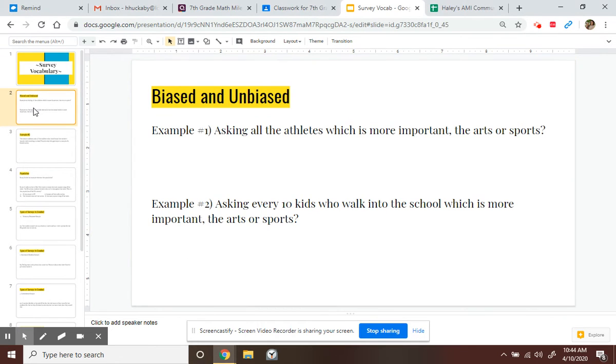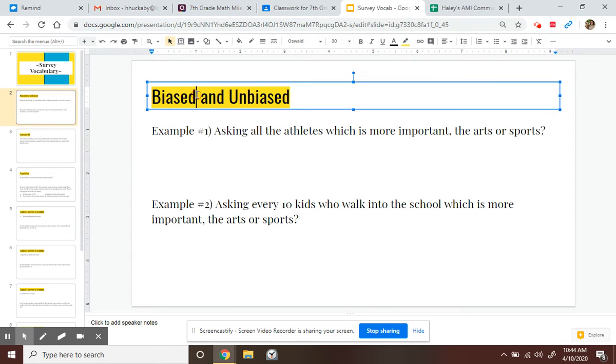The first one is biased and unbiased. I always think of it this way. Biased is actually whenever it's unfair. Whenever something is biased, that means it's unfair. Whenever something is unbiased, that means it's fair. So it's kind of backwards. You have fair with unbiased and unfair with biased.